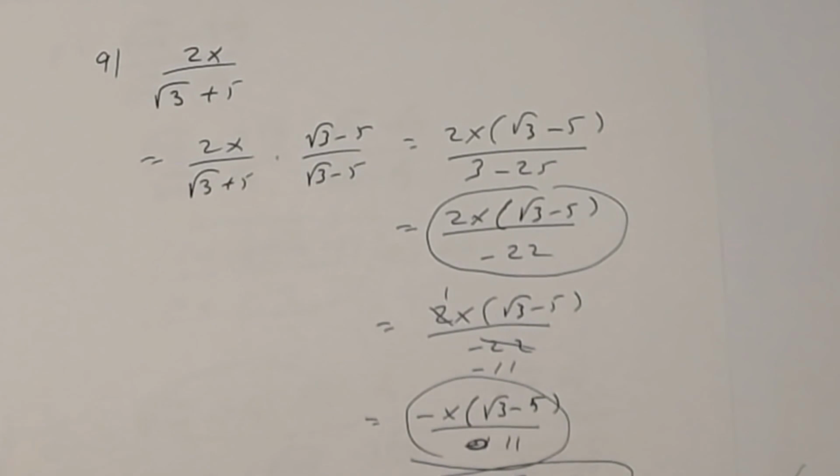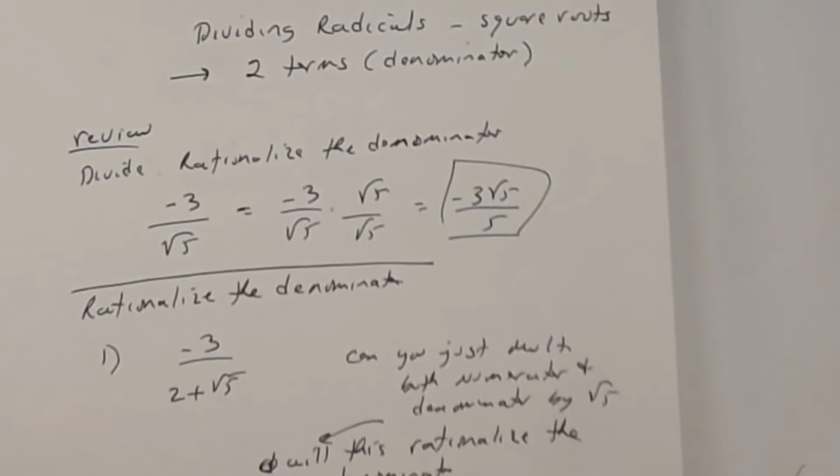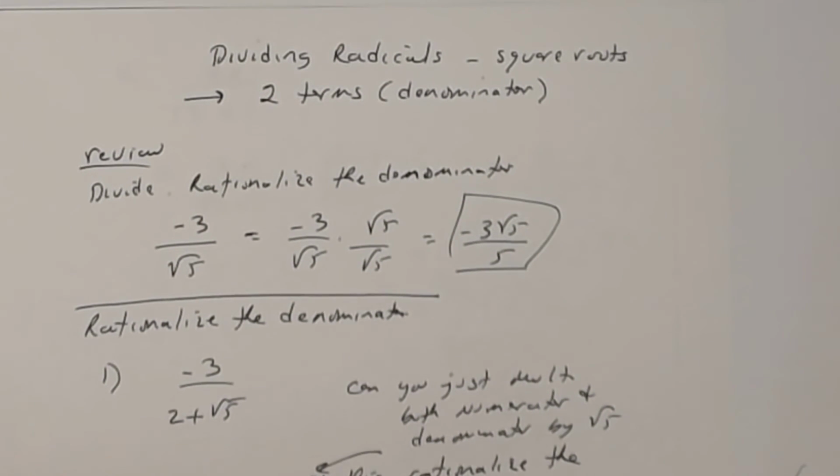Okay, so that is the lesson on dividing radicals, square roots with 2 terms in the denominator.